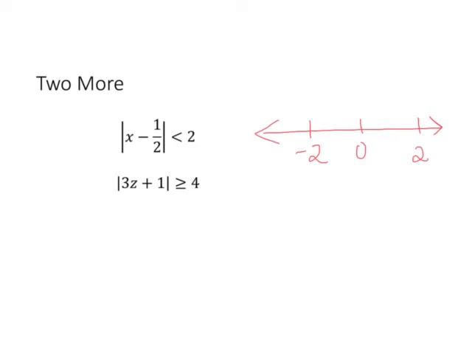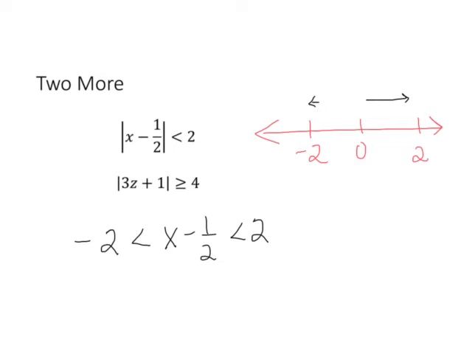So if the absolute value of x minus 1/2 is less than 2, that means I want the distance from 0 to be no more than 2. That means I can go as far down as -2 or as high up as +2. So this is a nest. I'm going to drop my absolute value bars, and I'm going to go as far down as -2 and as high up as +2. And then I'm going to solve by adding 1/2 to each side.